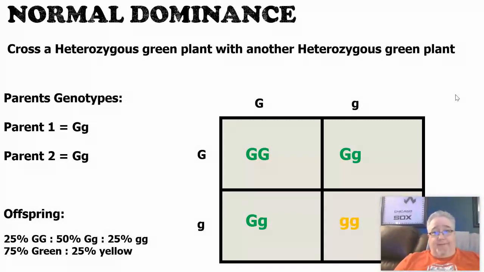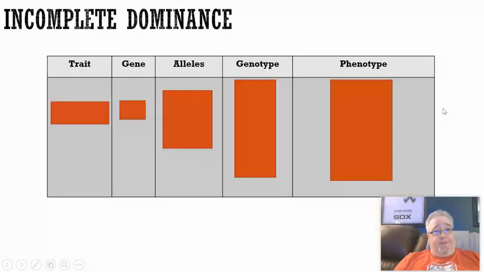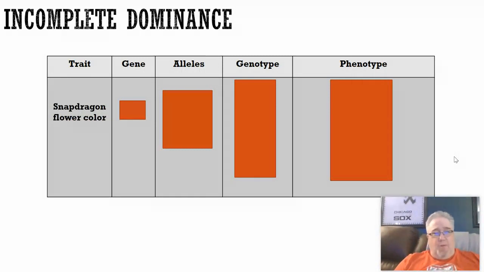So I think we're ready to move on to some different types of Punnett squares. The first one we're going to look at today is called incomplete dominance. A really good example of this is a type of flower called a snapdragon, whose color is determined by incomplete dominance. We'll go through this chart together, then work out a problem, and you'll see that it's actually pretty easy.